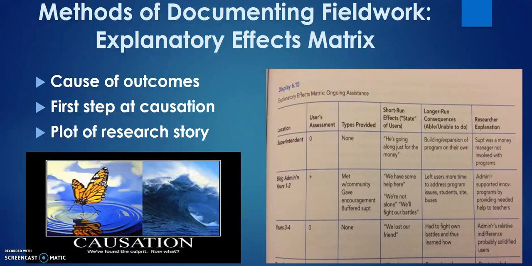From our example in the book, the explanatory effects matrix shows the user or contact, different effects based on the contact's interpretation of how the program is doing, long-run consequences of the program, and then the researcher's explanation as to why the contact provided these comments.